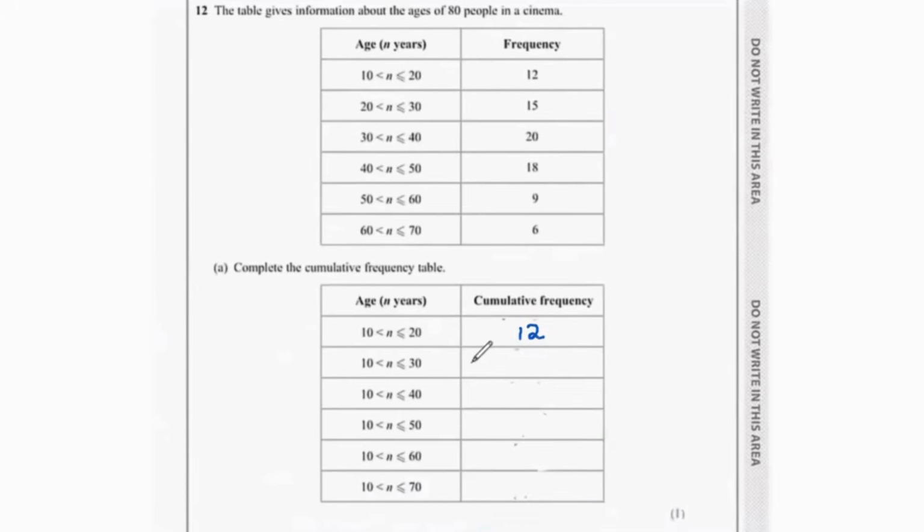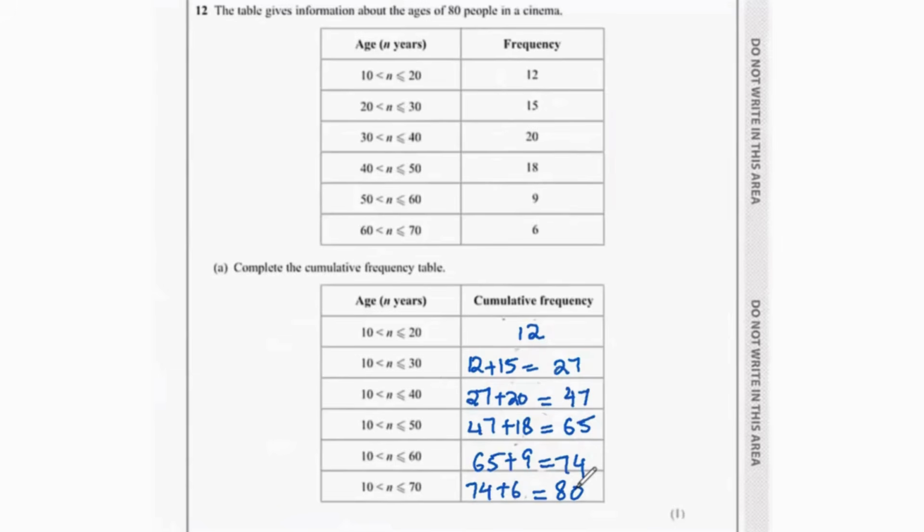Then the next one is going to be 12 plus 15, which is equal to 27. Then we do 27 plus 20, which is 47. Then we do 47 plus 18, that's equal to 65. Then 65 plus 9, which is equal to 74. And then 74 plus 6, which is 80. To check if the cumulative frequency values are correct, the frequency value given in the question is going to be exactly the same as the last cumulative frequency value. If they're not the same, then you did something wrong.